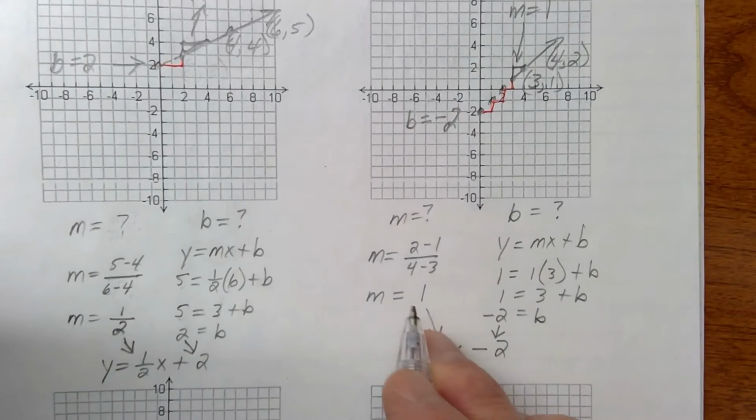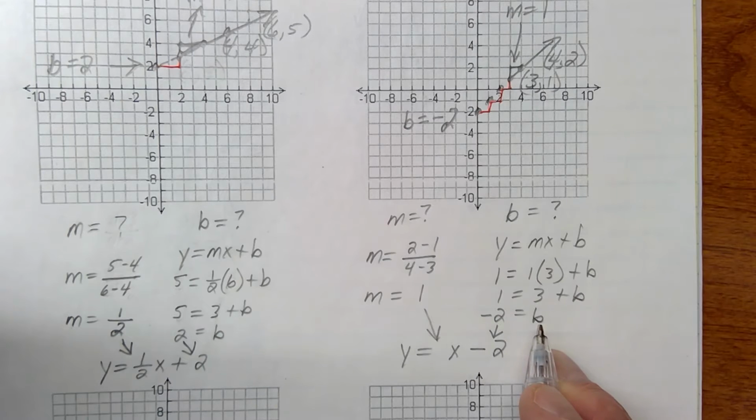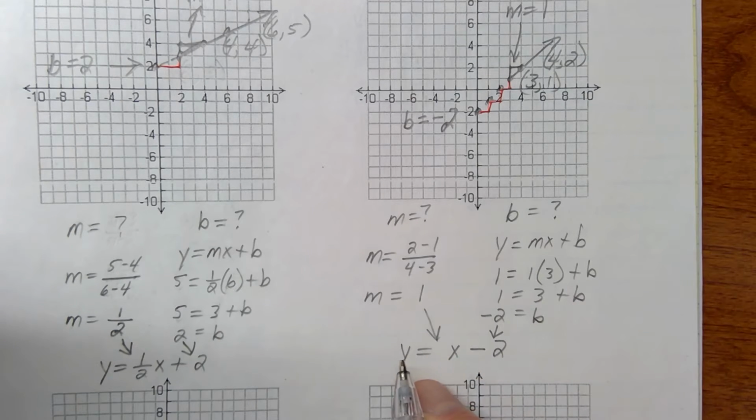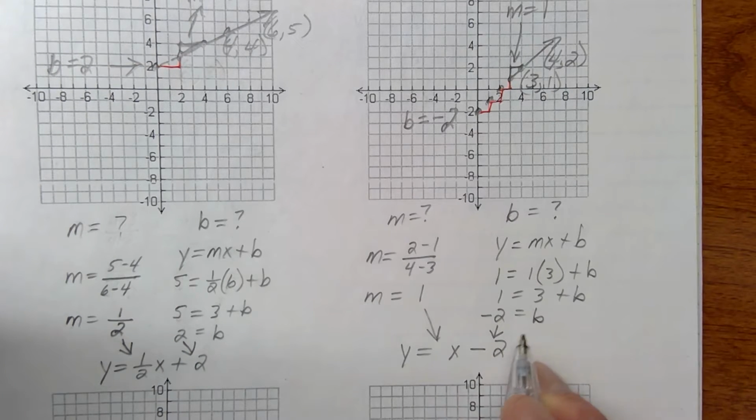And now that you have the slope and the y-intercept, just plug them in right here. Y equals mx plus b. Now the m is 1, and we just don't write the 1 because 1 times x is just x. And when I say plus b, well, it's going to be minus b if b happens to be negative.